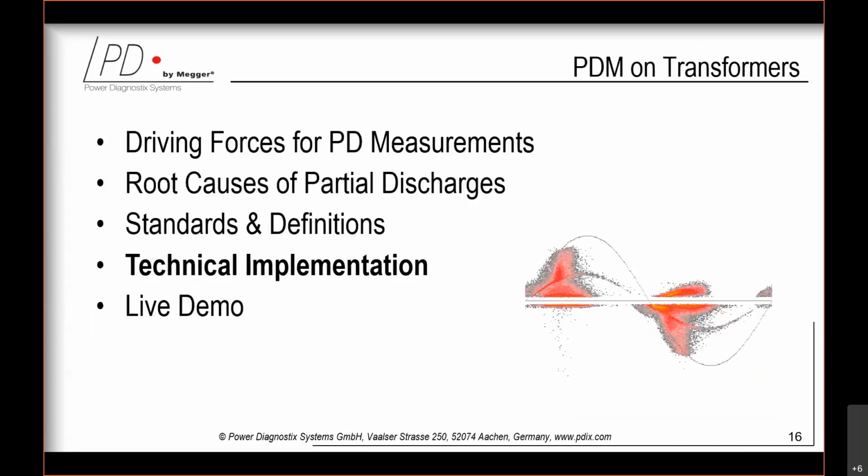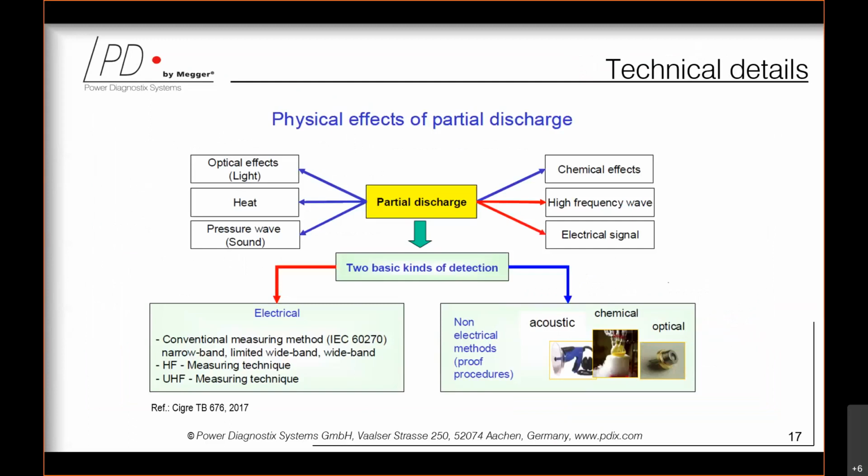So let us show you the technical implementation of PD measurements on transformers. First of all, let's look at the physical effects of partial discharge. A partial discharge activity always creates several effects like a light wave, heat, a pressure wave, chemical effects, a high frequency wave, and an electrical signal.